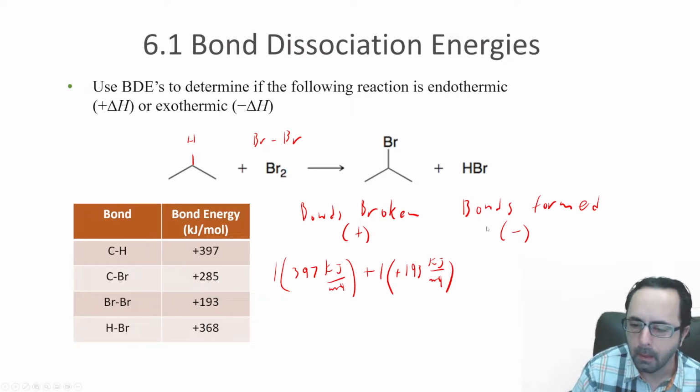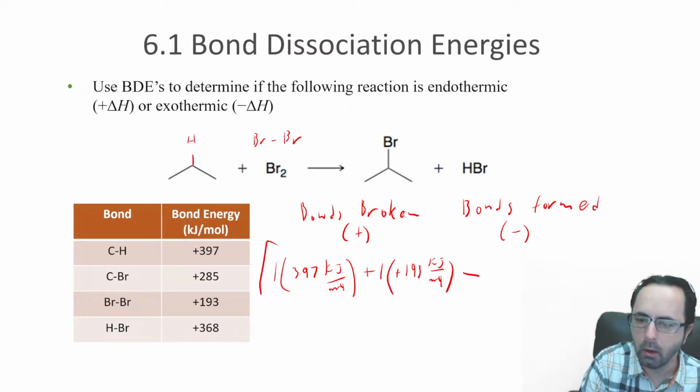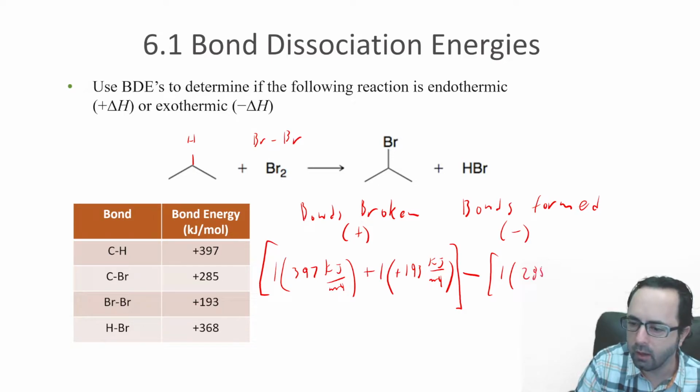Okay. And now we're going to have to subtract the bonds created. And so we're going to create here a bond between carbon and bromine. So this is going to now be 285 kilojoules per mole. And this is going to be energy that's released. That's why we have a negative here.